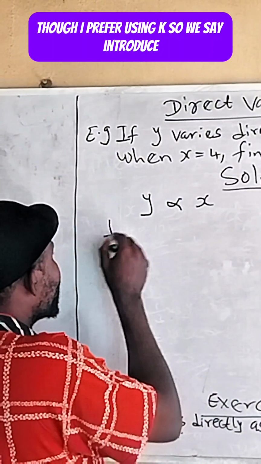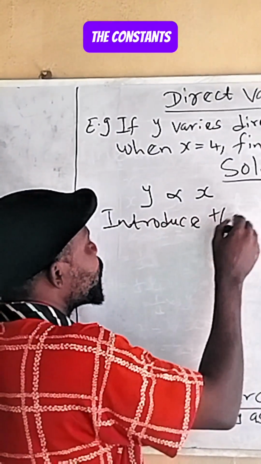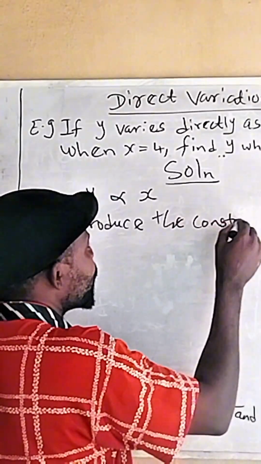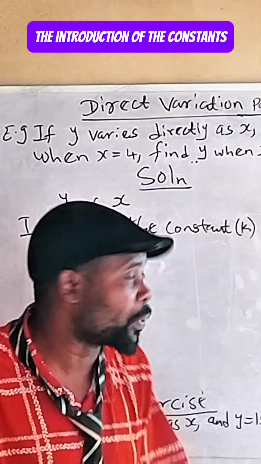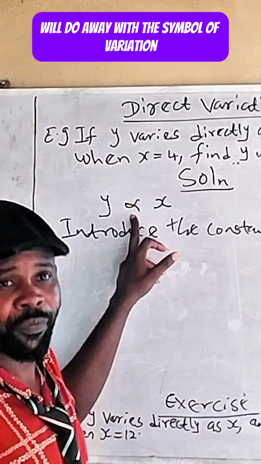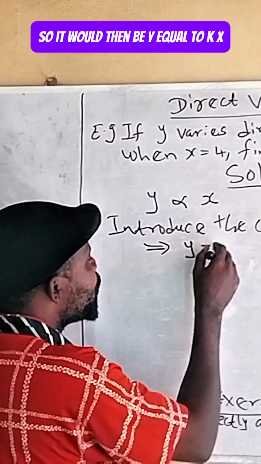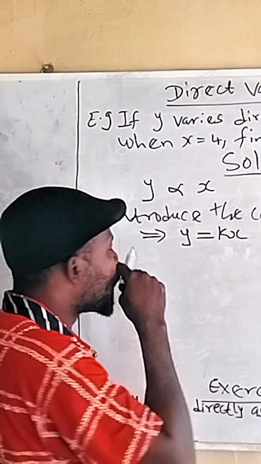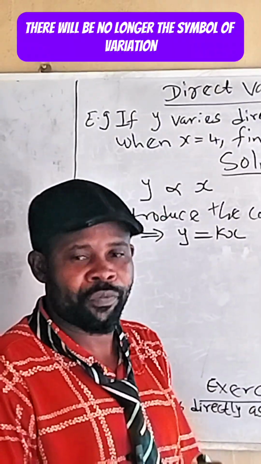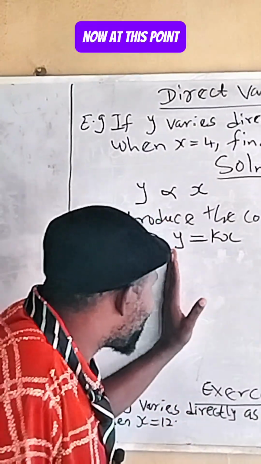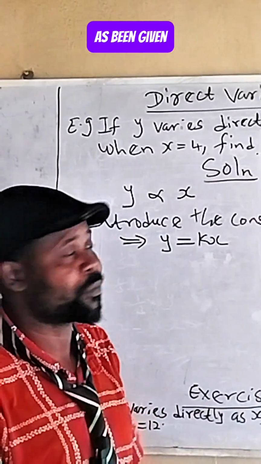So we say, introduce the constant, which is k. Now, the introduction of the constant will do away with the symbol of variation. So it will then be y equals kx. Because the constant term has been introduced, there will no longer be the symbol of variation. Now, at this point, you can proceed to substituting the values as given.